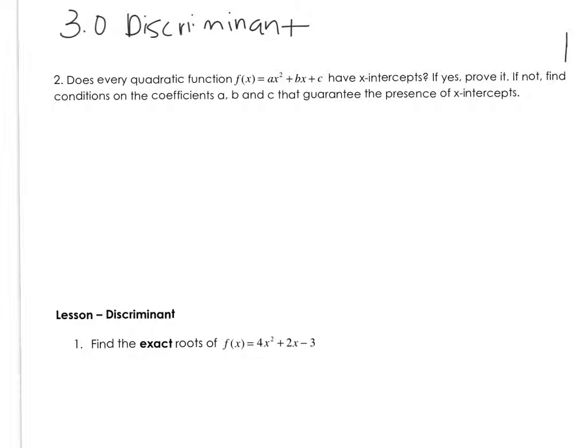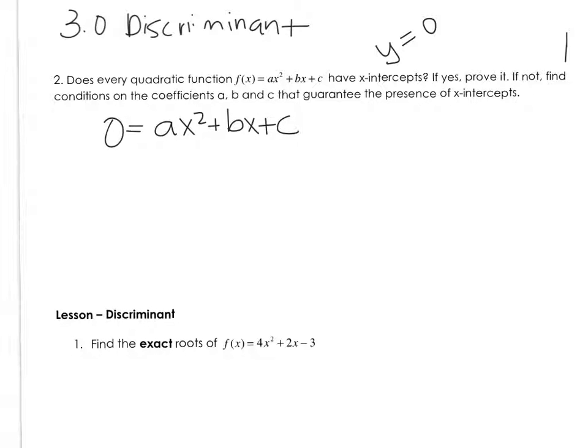All right, does every quadratic function, so this is in standard form, ax squared plus bx plus c, have x-intercepts? If yes, prove it. So when we have x-intercepts, that is when y is equal to 0. If we're trying to show whether they have x-intercepts, we can solve for x when y is 0. So we could use our function at 0, ax squared plus bx plus c. If I set y equal to 0, that's going to help me solve for my x-intercepts.